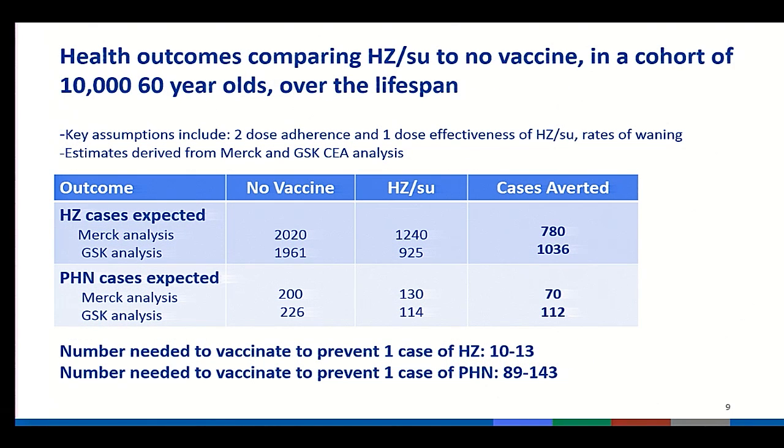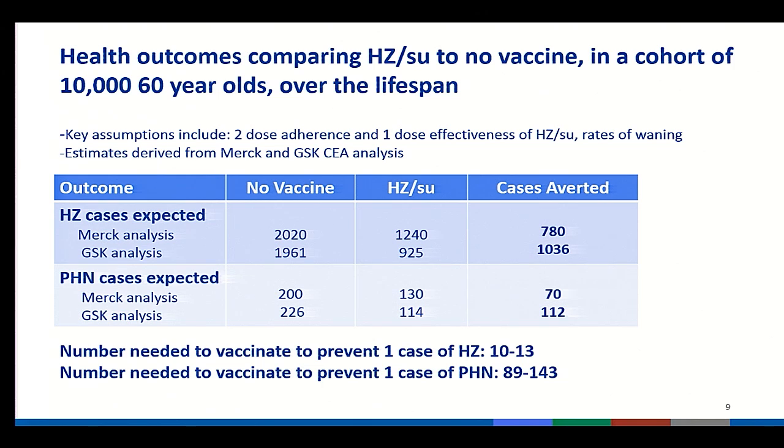Now let's look at the same health outcomes in the same cohorts. This time, however, the expected cases of herpes zoster and post-herpetic neuralgia are modeled over the lifespan of the cohort. A number of assumptions have been made regarding 2-dose compliance and 1-dose effectiveness of herpes zoster subunit, as well as waning of the vaccine. You were introduced to those assumptions in the previous presentation on cost-effectiveness analysis. The following estimates are derived from the Merck and GSK models.